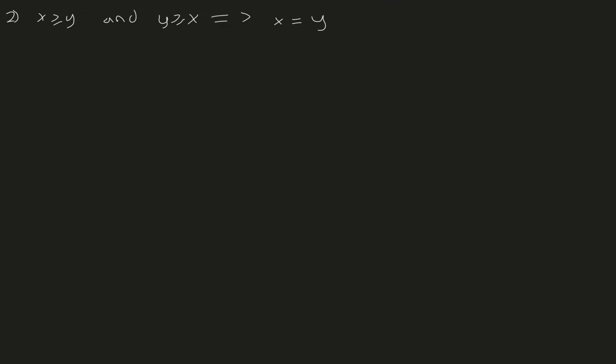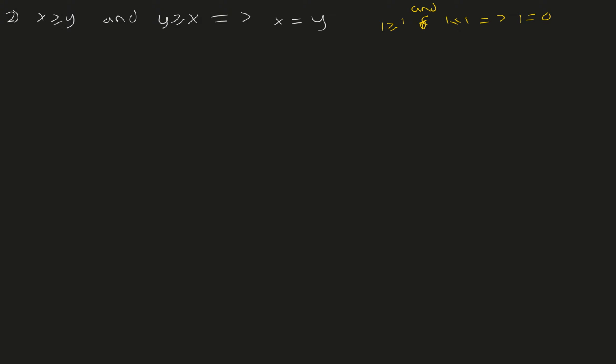So let's take a look at this one. It says x is greater than or equal to y and y is greater than or equal to x. So then x is equal to y. So for example of this, if 1 is greater than or equal to 1 and 1 is less than or equal to 1, this shows 1 is equal to 1 because we have an and right here.